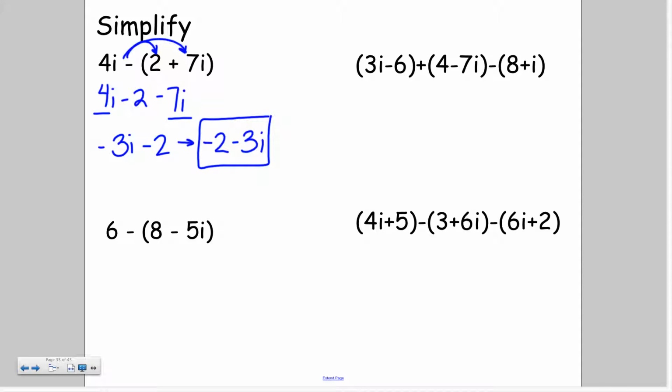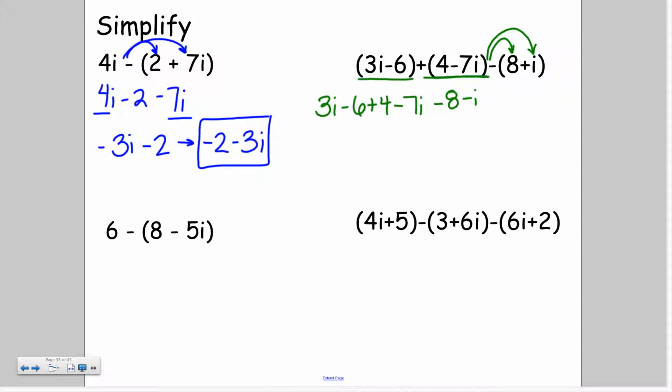Okay? Now, do not let the parentheses scare you. They do nothing unless there's a negative out front. So this is not going to change. I'm going to have 3i minus 6. This one's not going to change. So plus 4 minus 7i. Now this one, I've just got to distribute that negative. So everything inside parentheses, the sign's going to change. So minus 8 minus i.